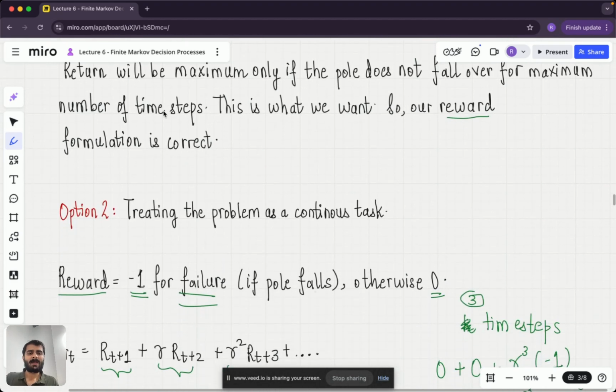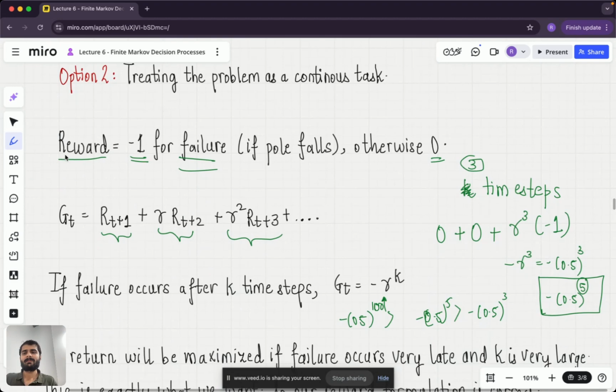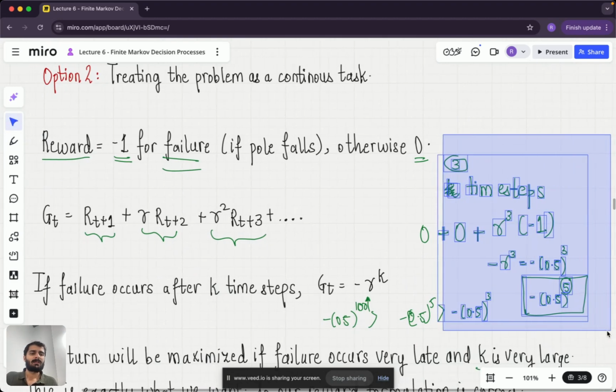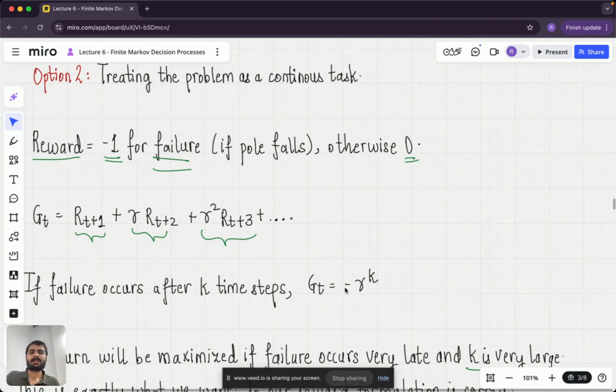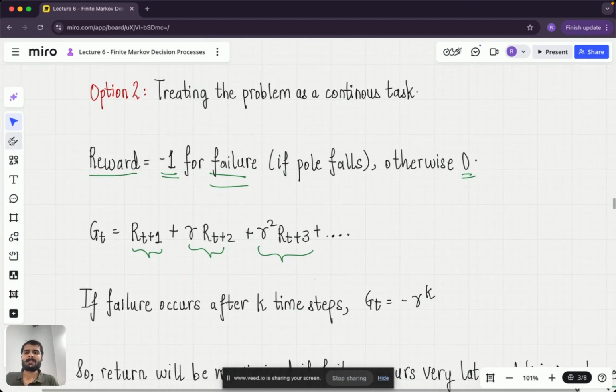Now, the second case is where we treat this problem as a continuous task. So, let's try to understand this now. When we are treating this problem as a continuous task, the reward given is minus 1 for failure, and otherwise the reward given is 0. So you see, it is slightly different than the way we write rewards for an episodic task. And now you will understand why this is the case. Let's say the agent falls after two time steps. Okay, so what is the expected return in this case?